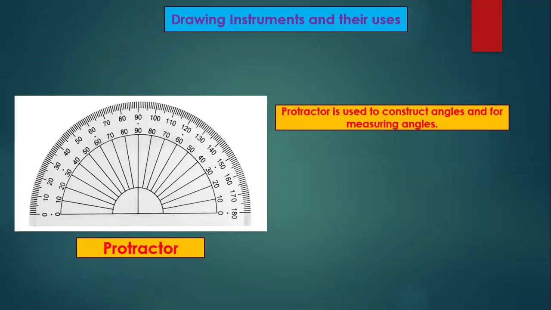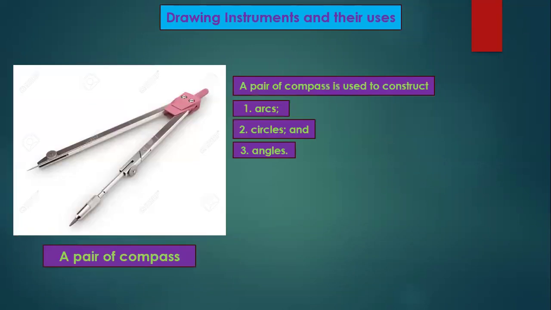So this is a protractor, and a protractor is used to construct angles and also for measuring angles. We use a protractor to construct angles and also to measure angles. Then the next instrument that we have there is a pair of compass. A pair of compass is used to construct arcs, to construct circles, and also to construct angles.